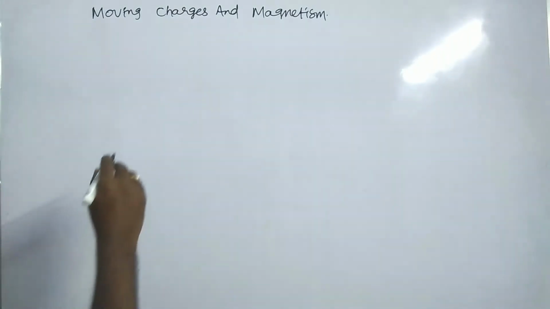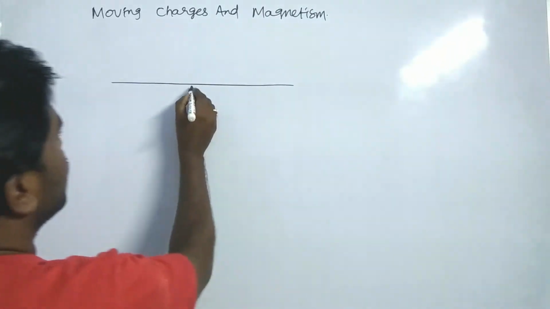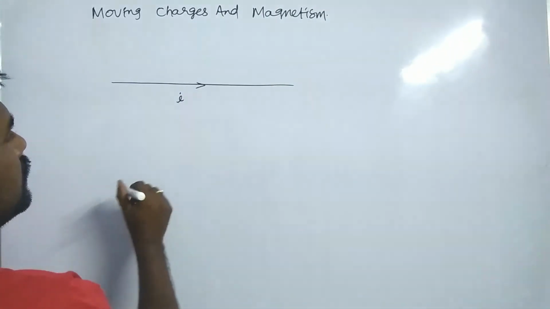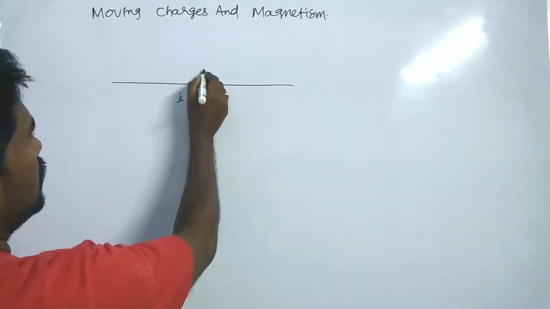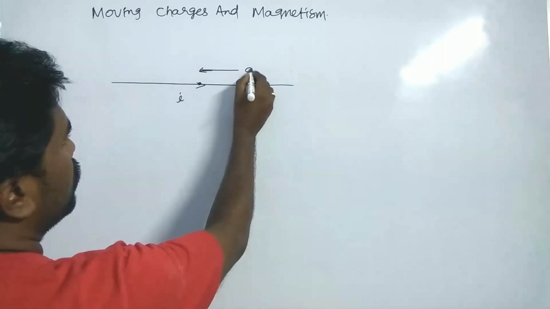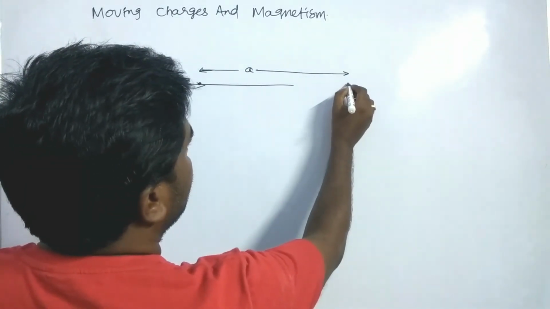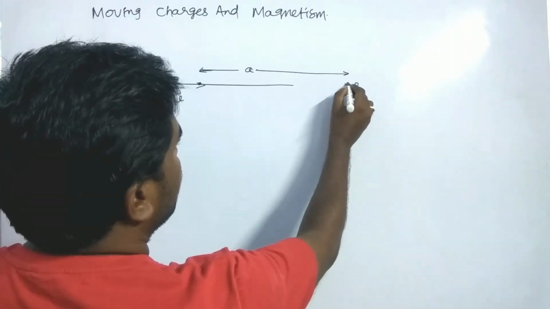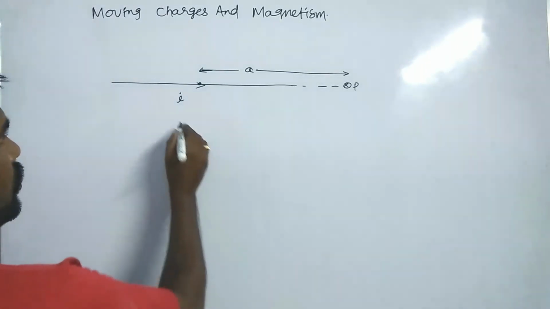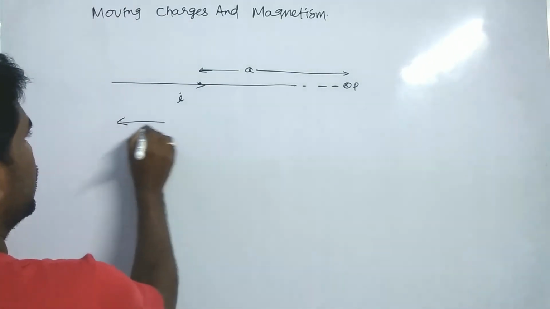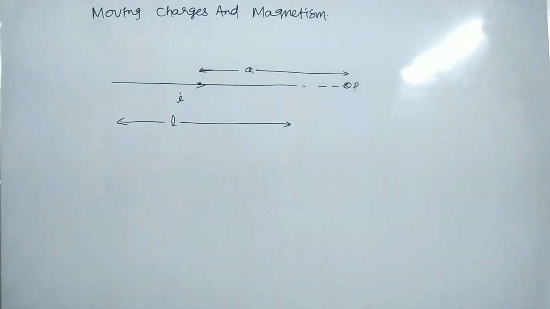Let us see one more, which is the last one. Here there is a current carrying conductor with current I. At a distance of A from the center of this conductor, we have to assume a point P. Here you have to find the magnetic field, where the length of the conductor is L.